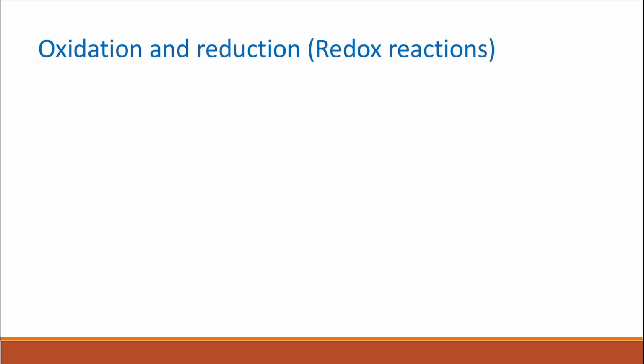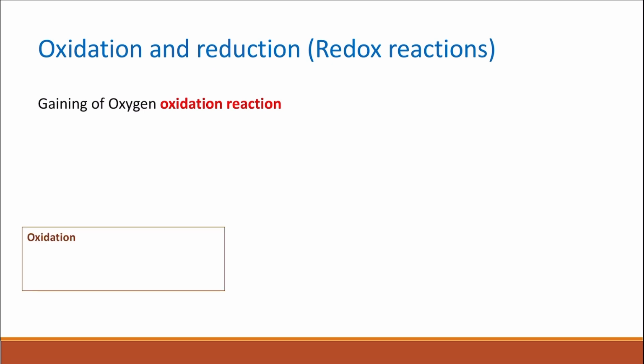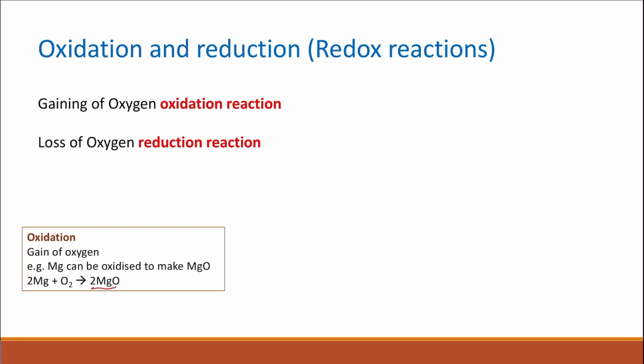That will take us to the second topic, which is related to these reactions, which is oxidation and reduction. This is called redox reactions. Redox reactions, or oxidation and reduction, can be defined in terms of gaining and losing of oxygen. Gaining of oxygen is oxidation. For example, if we heat magnesium in air, magnesium will react with oxygen, so it's going to gain oxygen, so it's oxidized. This is called oxidation. And then loss of oxygen is known as reduction.